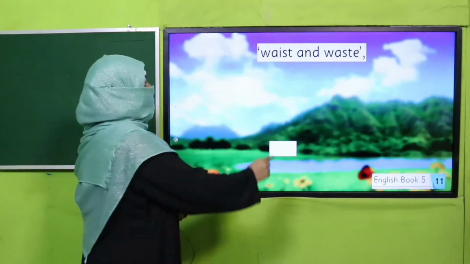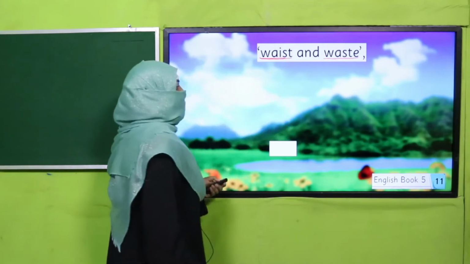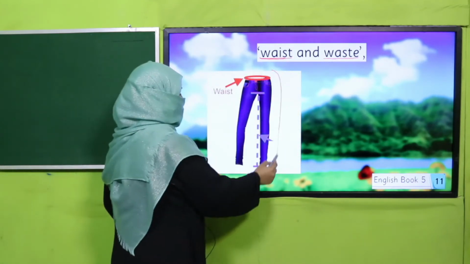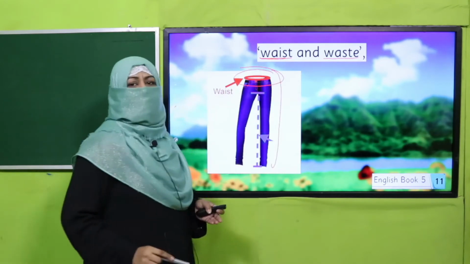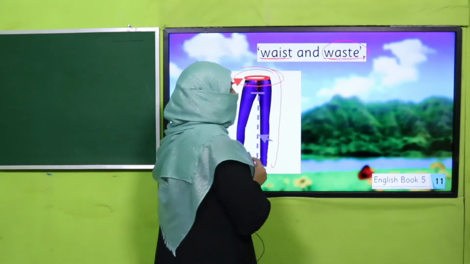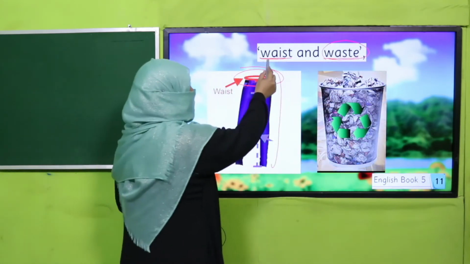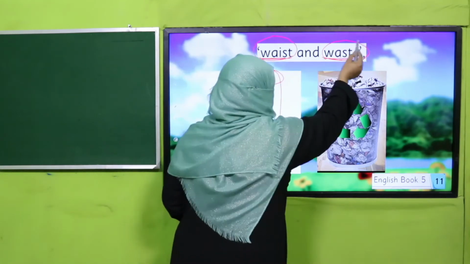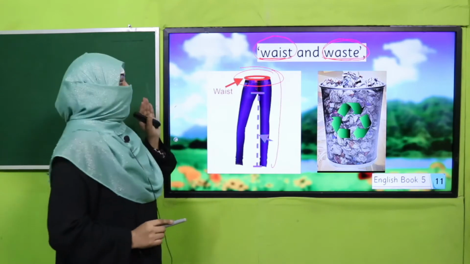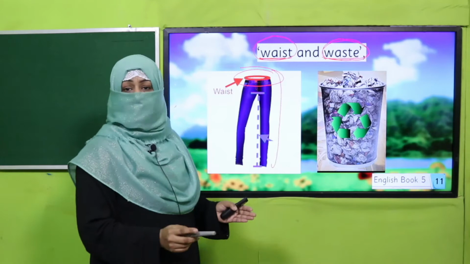The next is waist and waste. This waist, W-A-I-S-T, refers to the waist of a person. Likewise, when you buy a trouser, you check the waist of the trouser, does it fit you or not? And the second waste, W-A-S-T-E, refers to something which is rubbish. All right. Now you see again, these are two different words. They have different spellings, different meanings, but they have the same pronunciation.